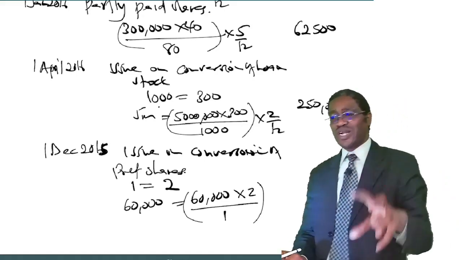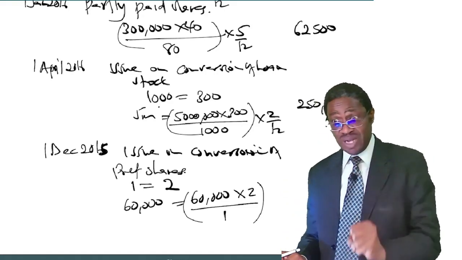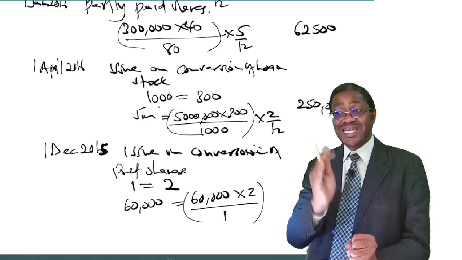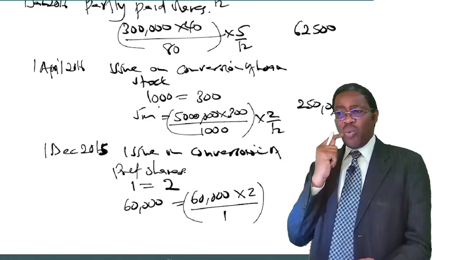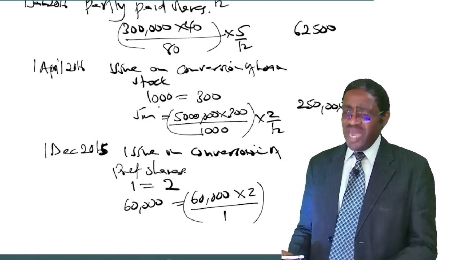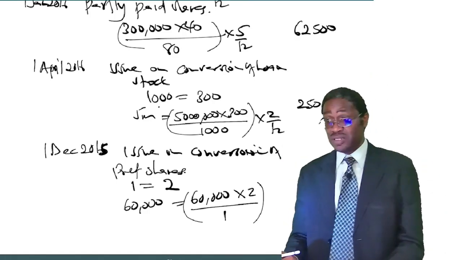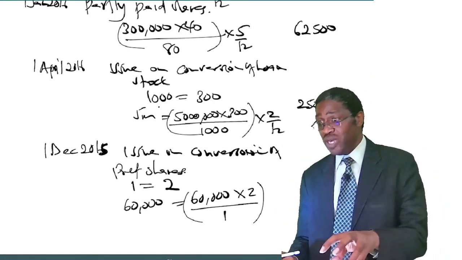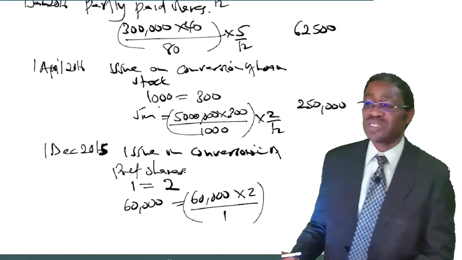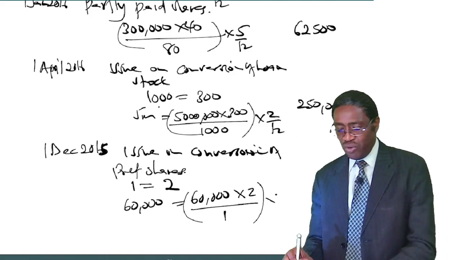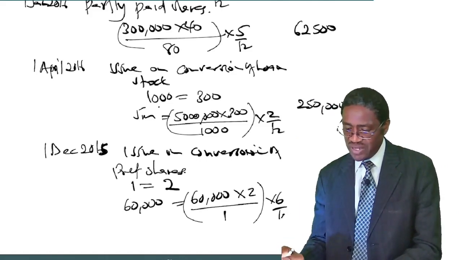So if they converted on 1st December 2015, they were my shareholders for that 1 month of 2015 and another 5 months for 2016. Why? Because we are closing the year on 31st May 2016. So they were my shareholders for December 2015 plus another 5 months of 2016. So they were my shareholders for only 6 months. So multiply that by 6 over 12.